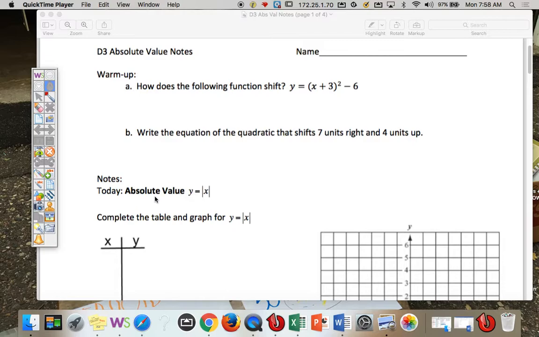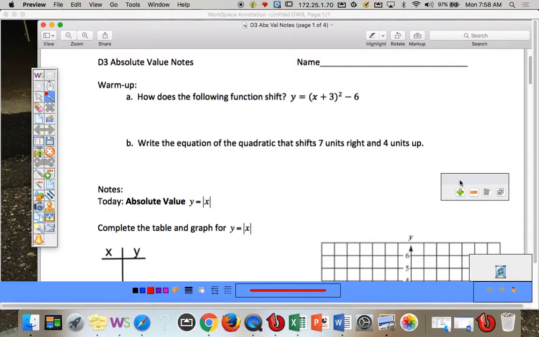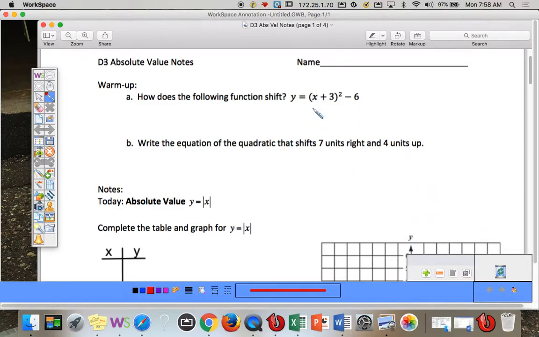So you should know the squared indicates this is a quadratic, a U-shaped graph or a parabola. And we spent a few days looking at how it shifts if it's inside the parentheses versus outside. So we know if it's inside of the parentheses, it's left or right. And plus 3 indicates that this is going to go left 3 units, and the minus 6 means it's going to go down 6 units.